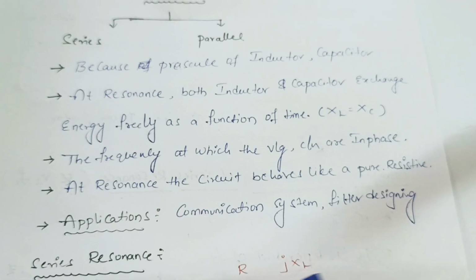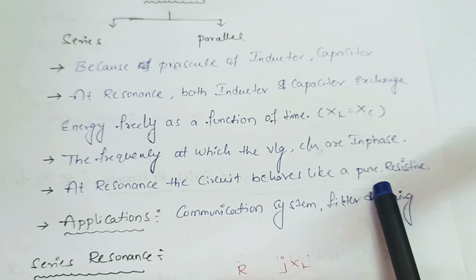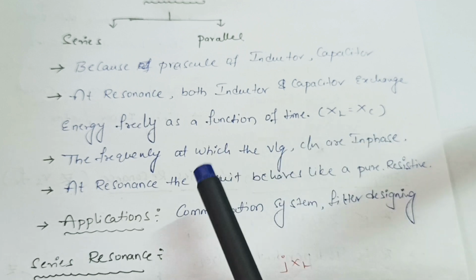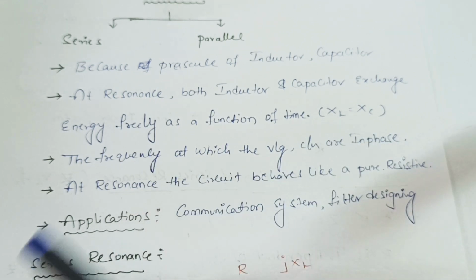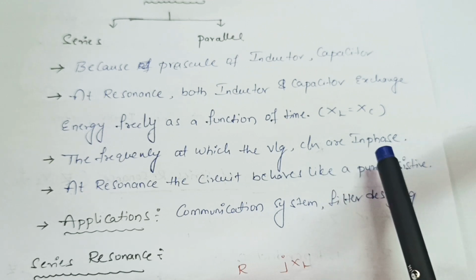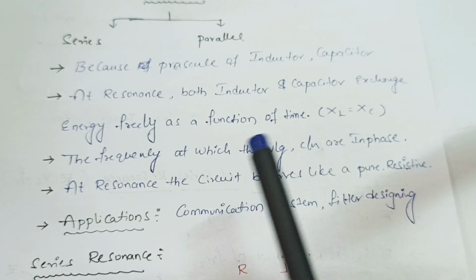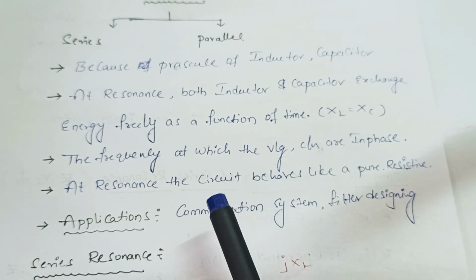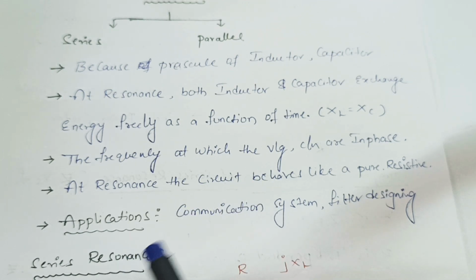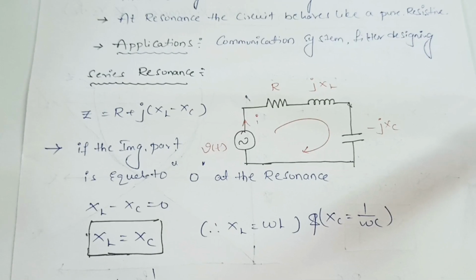If the circuit behaves like a pure resistor, the phase angle is zero, that is, in phase. The voltage and current are in phase in our resonant circuit. These types of resonance are mainly applied in communication systems as well as filter design.